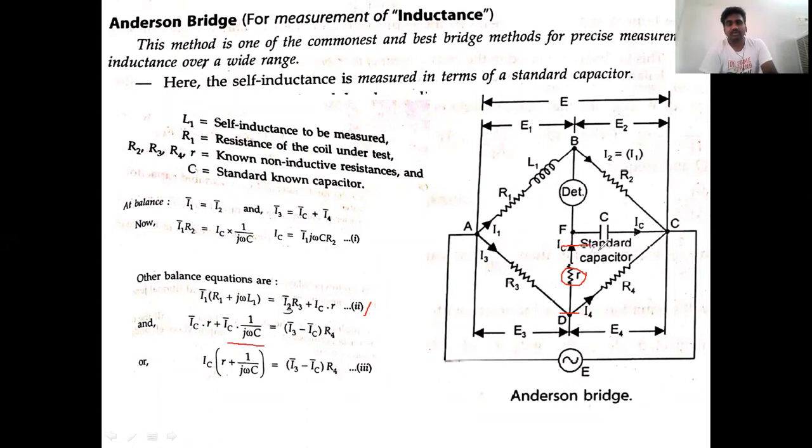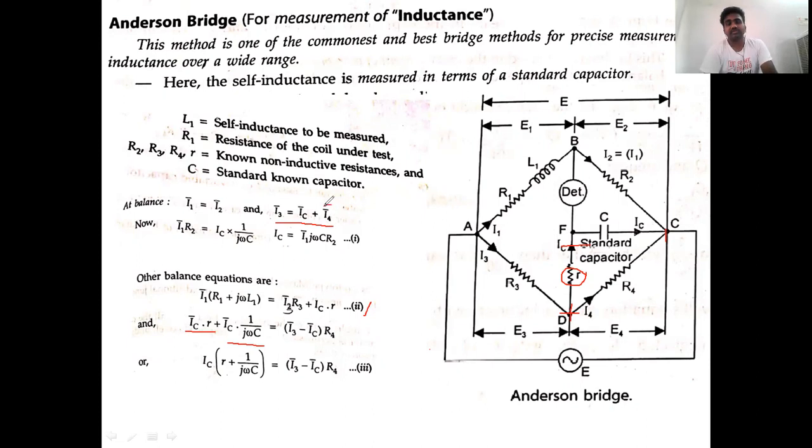What will be the voltage drop from F to D? The voltage drop across F to D is IC into R. And what is the voltage drop across this particular resistance, from C to D? What is the current flowing from C to D? From C to D, the current flowing, that is I3, is equal to IC plus I4.